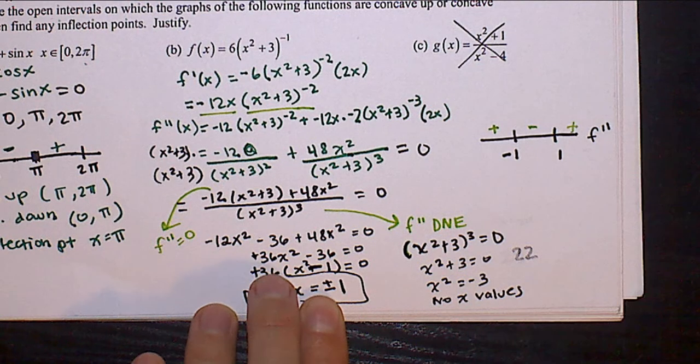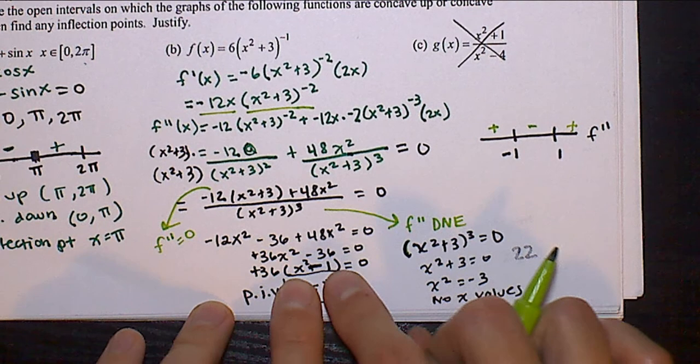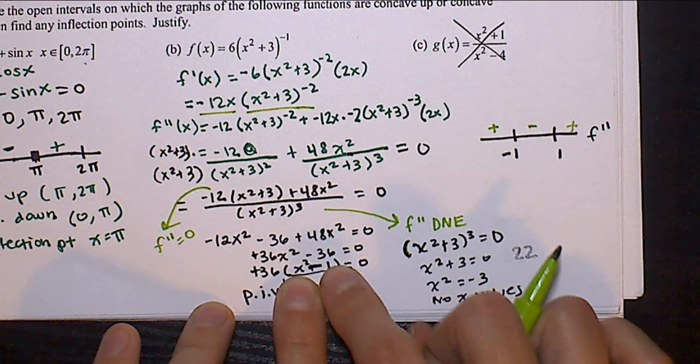And actually a shortcut for this would just be to plug it into this equation here, because you know the denominator is always going to be positive. So you could just plug it into the numerator. That wouldn't be too bad.